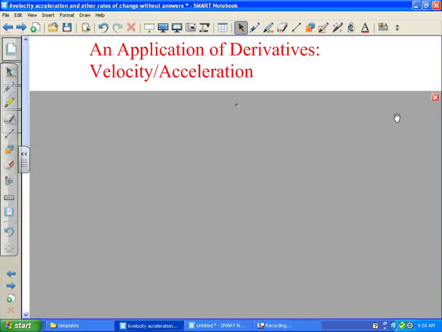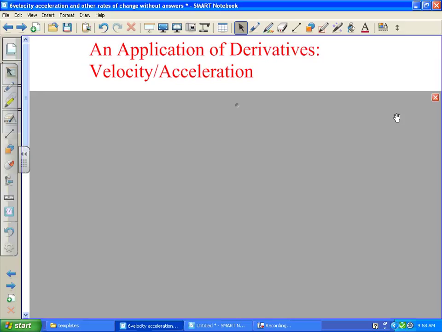So we're going to look at an application of derivatives. As a matter of fact, several applications of derivatives today. One of them is velocity and acceleration, but we will also look at some other applications as well. We've already looked at velocity. On the first day, we looked at derivatives, right?